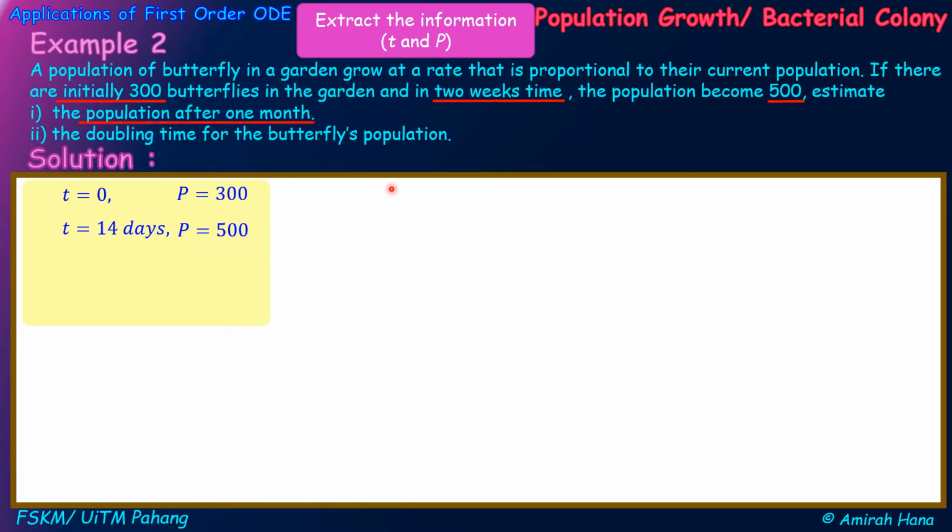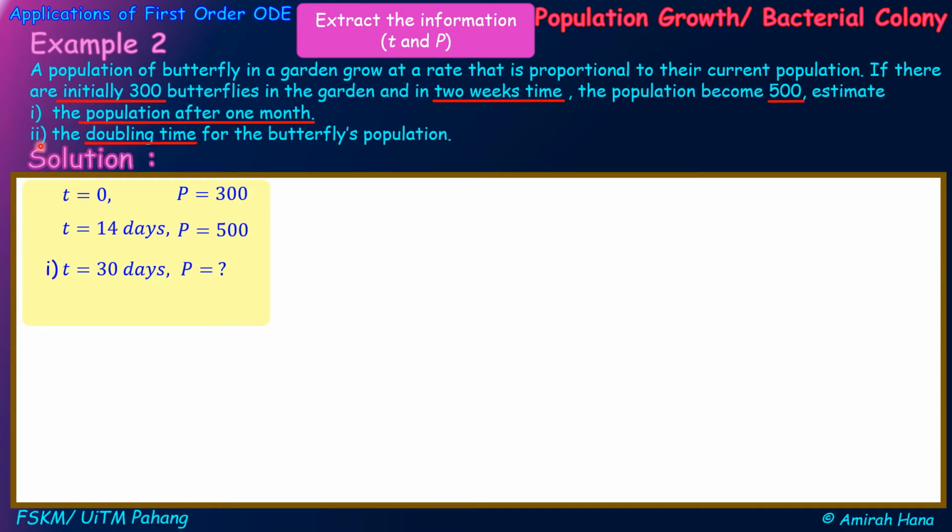And then estimate number 1, the population after 1 month. So we can write T equals 30 days. We assume 1 month equals 30 days. And then we need to find P, because we estimate the population here.